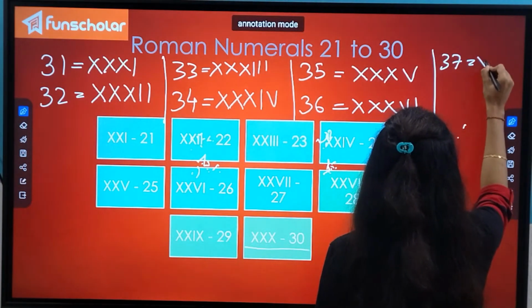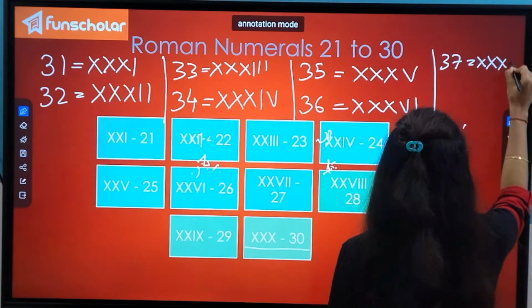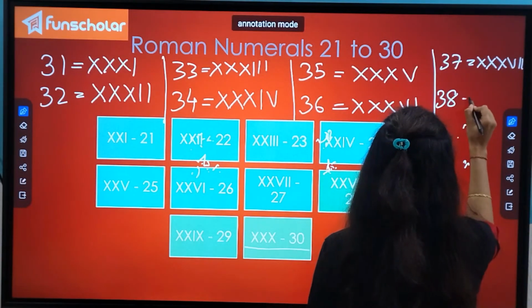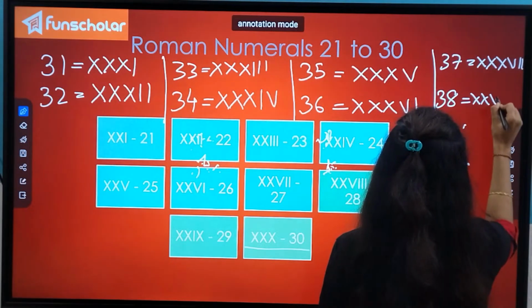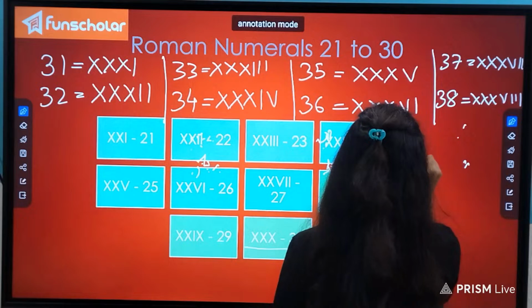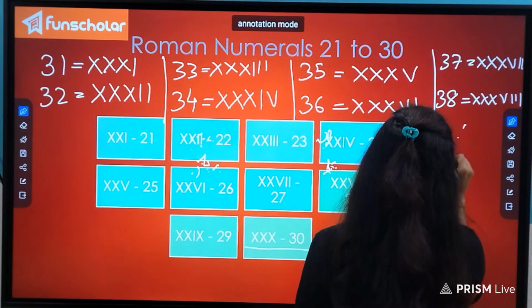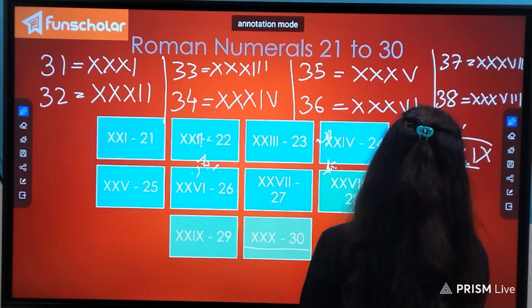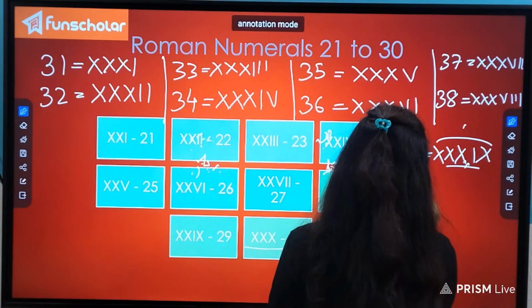37, triple X and 7. 38, triple X and 8. 39, triple X and 9. Then 40, how will you write it?